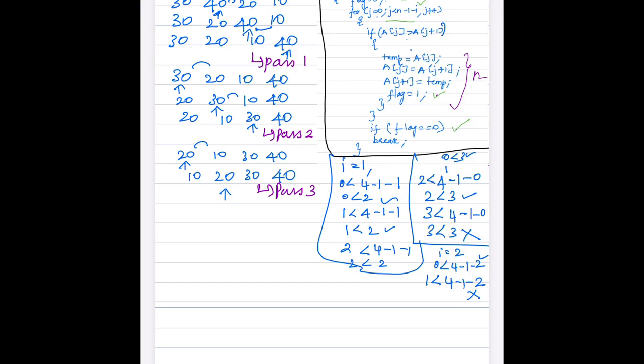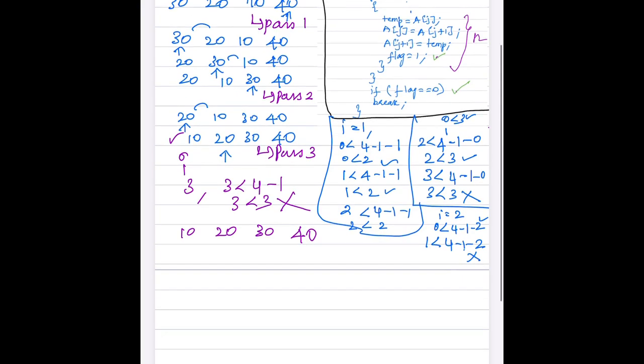So we started from 0 and we made it 1, 2. Now what is i? Currently i is 3. Then you have to check, is 3 less than n minus 1? What is n? 4. 4 minus 1 is 3. Is 3 less than 3? No, false. So this whole for loop will not get executed. So the sorted array, sorted list is 10, 20, 30, 40.